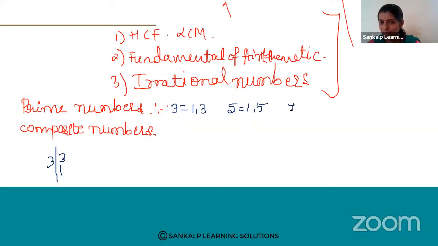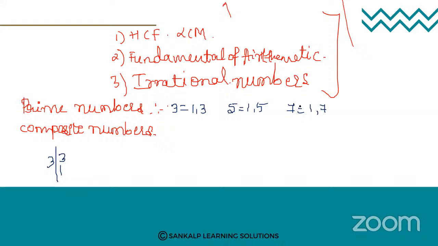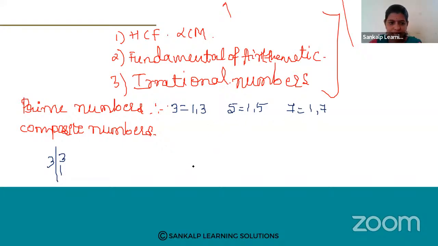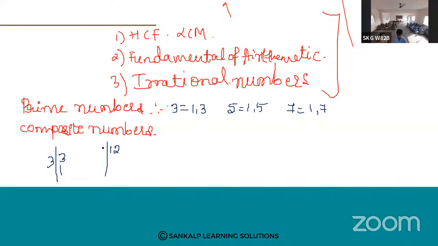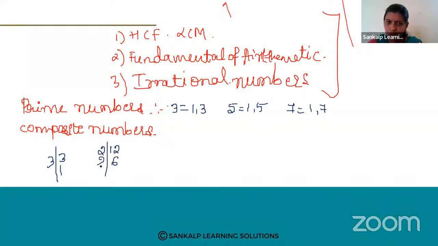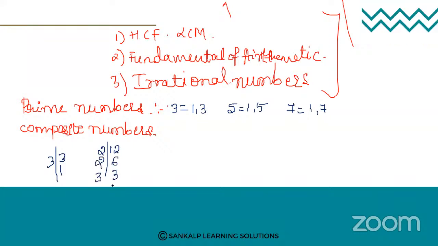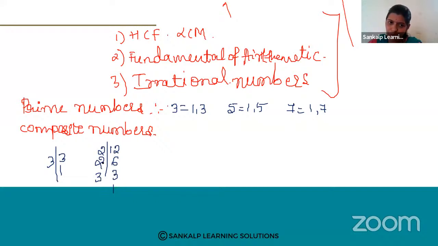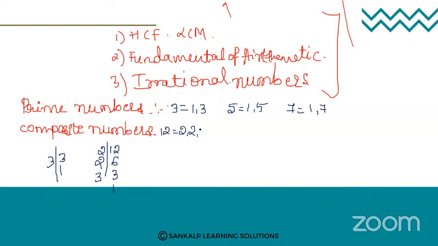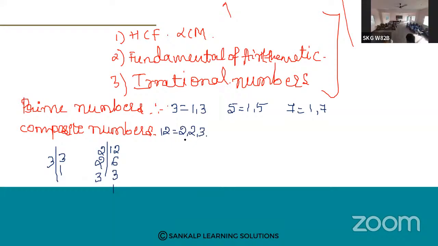Okay, if I consider 7, tell me the factors of 7. That is 1 and 7, right? Like that, if I consider 12, what will I get? See, 12. Tell me the factors of 12. We will do it by the factorization method. 2 6s are 12, 2 3s are 6, 3 ones are 3. That means the factors of 12 are 2 2 and 3.